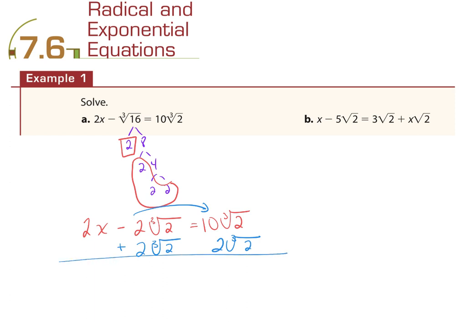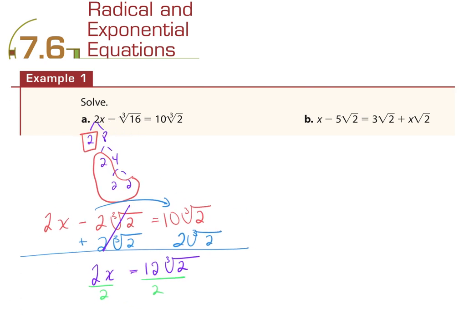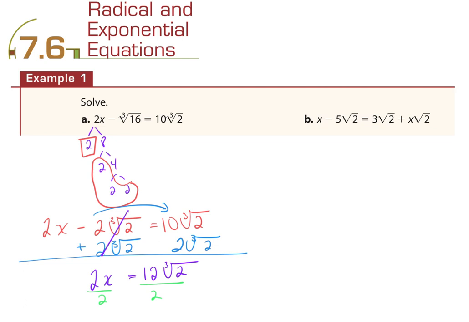And then I'm just going to add them. So over here they cancel. I'm left with just that 2x. Over here I have 10 plus 2, that's 12 cubed root of 2. And then my last step, like in any equation, would be to divide by 2. And so once I do that, I am going to get 6 cubed root of 2. And that is as simple as I can get it. I can't simplify that radical anymore, so that is my answer.